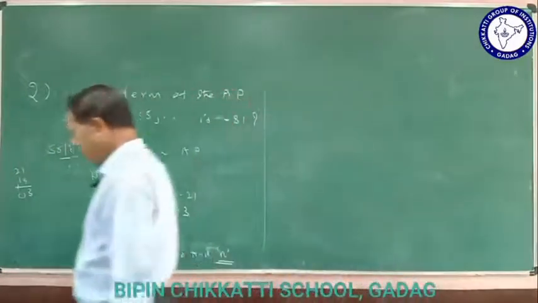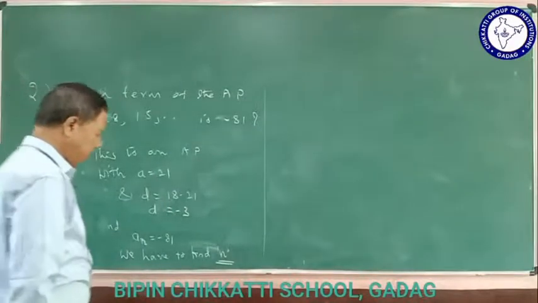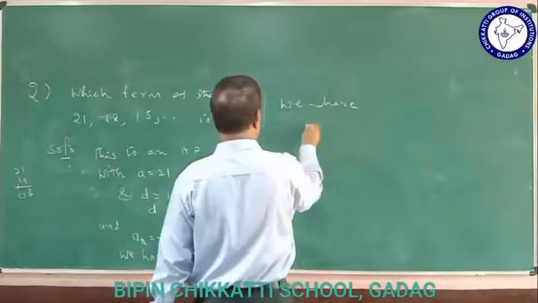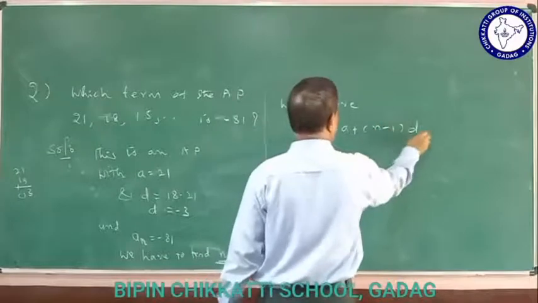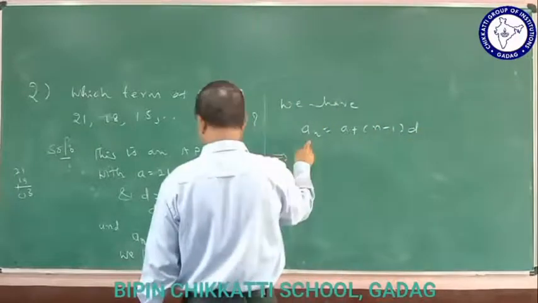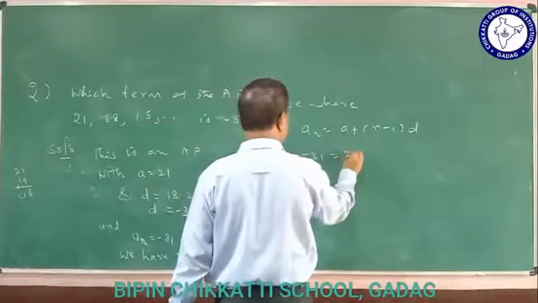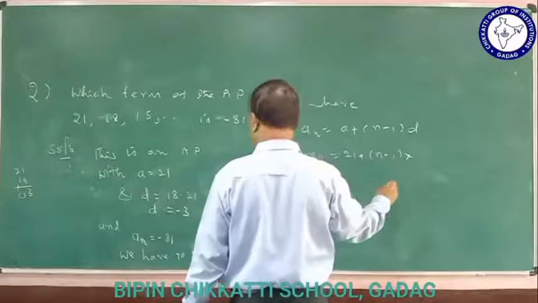So here is the case of how to find out the result, and you see how we can use the formula. What is the formula? An is equal to A plus n minus 1 into D. And look at this: An is how much? Minus 81. A is how much? 21. n is to be calculated. And what is D? D is minus 3.